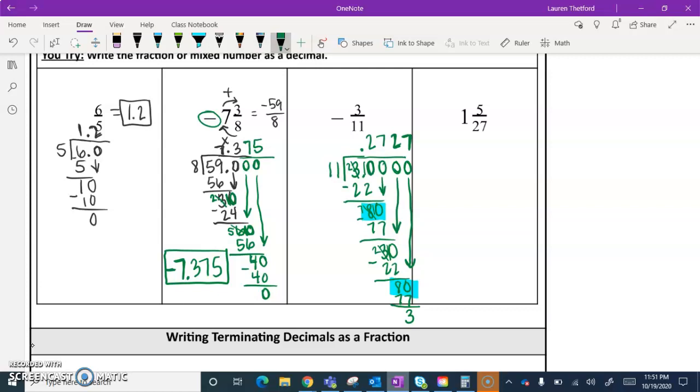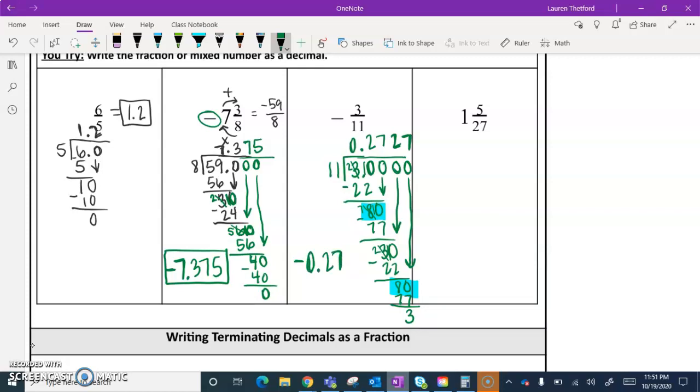And so we can take this decimal, and remember a 0 goes in front of our decimal if we don't have a number there. So 3/11, well, negative 3/11 is equal to negative 0.27 repeating.